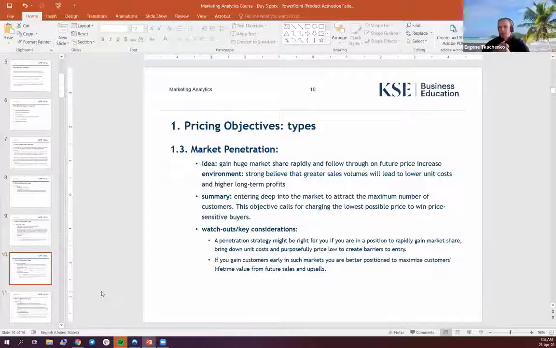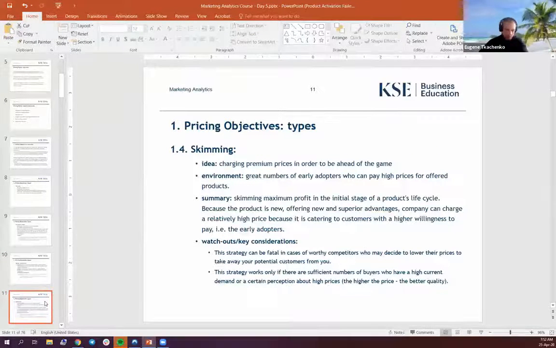So market penetration can be considered something that will help you lower the entry barriers. But in the long run, again, you will need to change your pricing strategy from market penetration to, for example, maximizing profits, or to other objectives based on the market conditions. The one objective I mentioned briefly yesterday was skimming. So the idea is to set premium prices for your products.